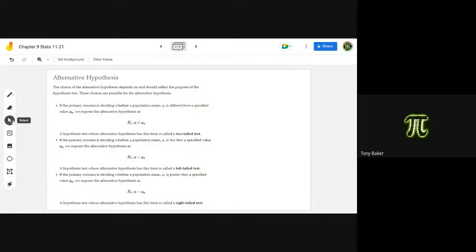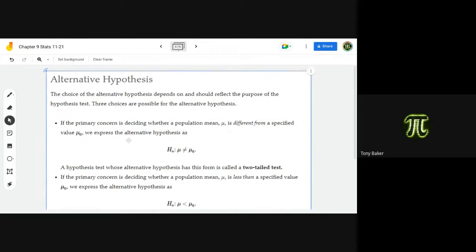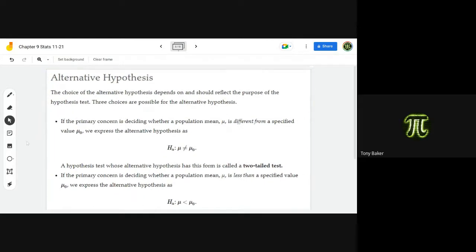My alternate hypothesis. We have 3 different possibilities for the alternate hypothesis. If my null hypothesis was that the mean was equal to 454 grams, my alternate could be one of 3 things. It could be not equal to it, which means it's a two-tailed test because we're going to look at both sides. We're just saying it's not equal to that mean, but it could be higher or lower. So that's how we would show that the mean is not equal to whatever that number happens to be. That's my alternate.